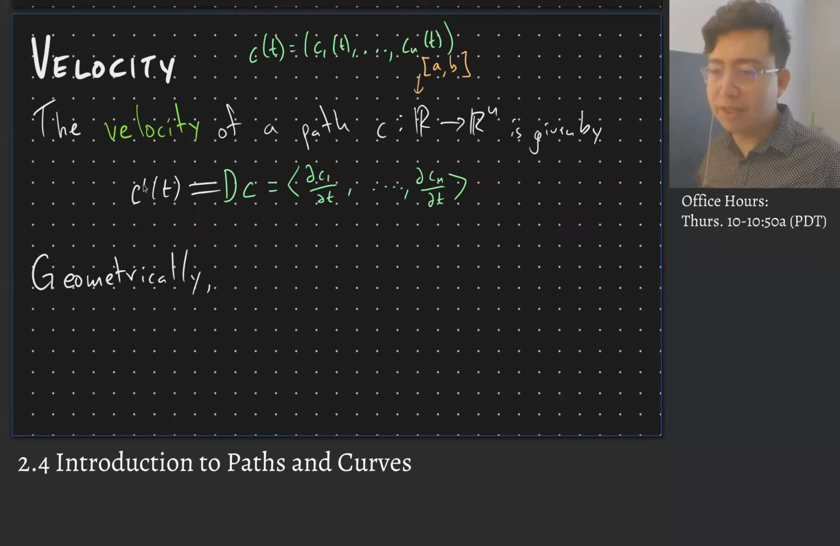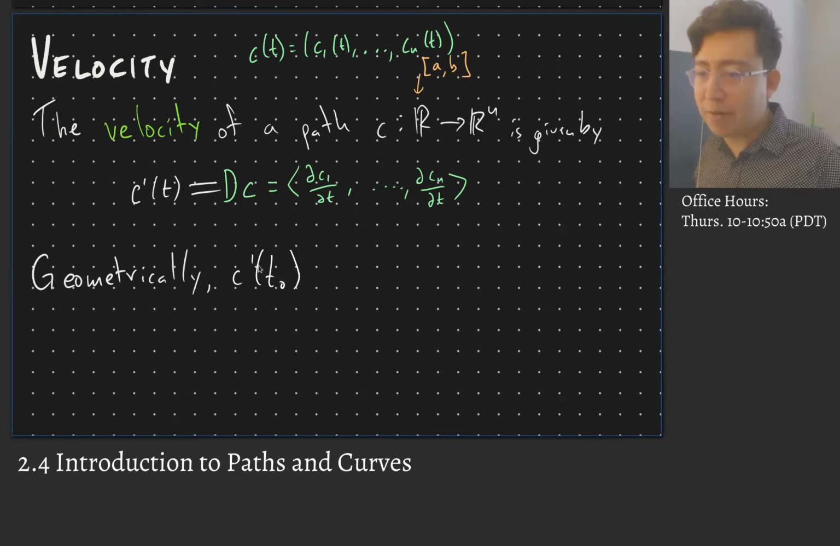So the important thing is that if you want to take the derivative, the velocity of this, you take this vector here. So geometrically, C prime of t naught is the vector tangent to C at C of t naught.